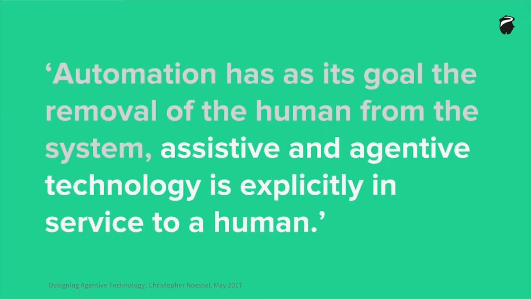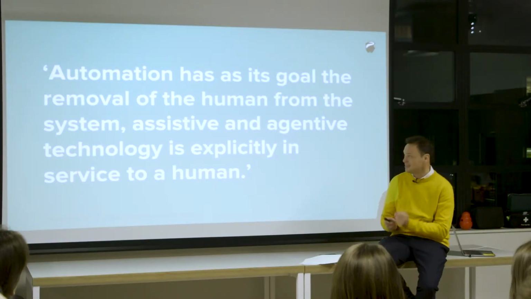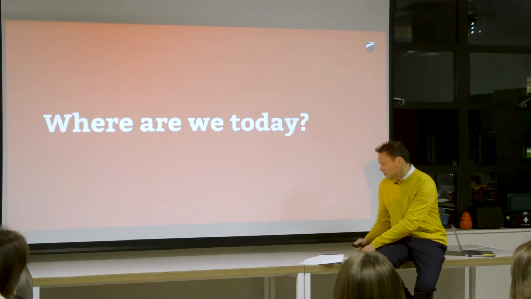And what I thought was really, really interesting is the point he made there, that automation has the goal of the removal of the human from the system, but assistive and agentive technology is explicitly in the service of the human. So that's really, really interesting. That is a very big difference conceptually for how we can design these things.